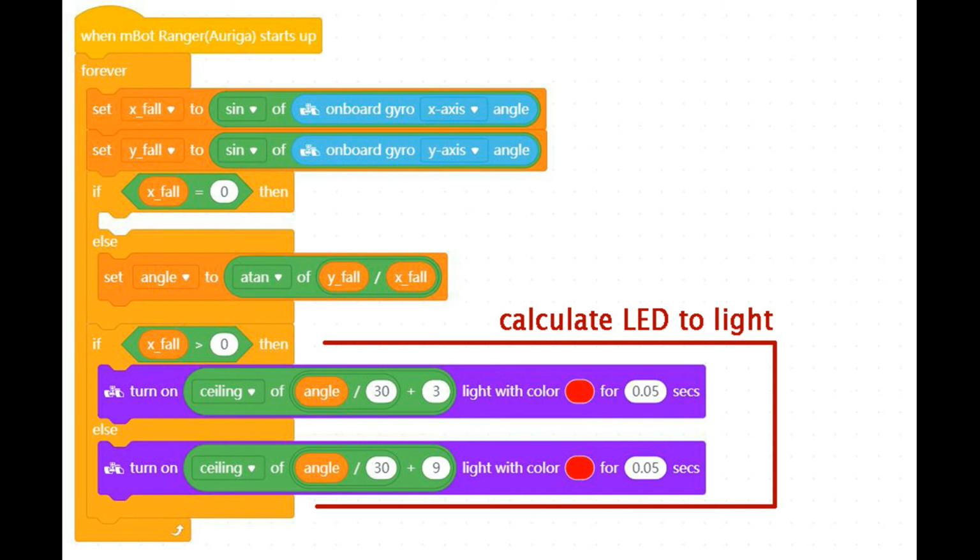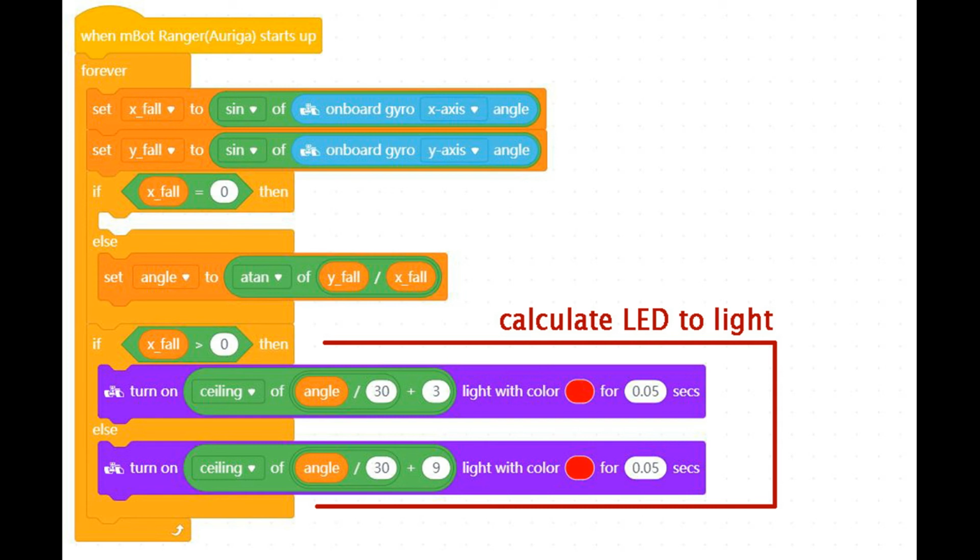So I get my angle, divide it by 30 to scale it, and then I add 3 on to shift it into positive numbers, and then I round it up. And whatever the LED number is, I'll set that to red, and I'll leave it on just for a second, because we're going to go around again and read it and update it.